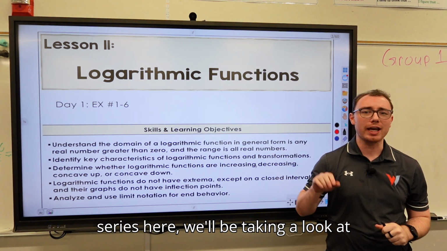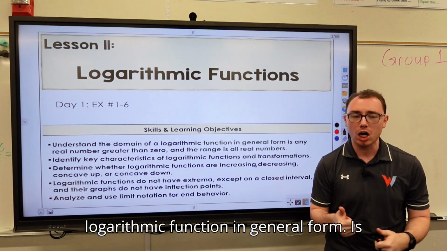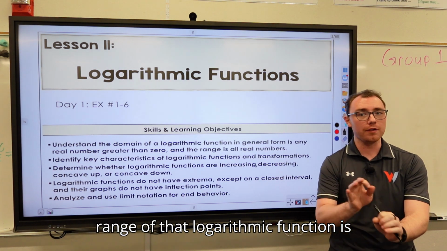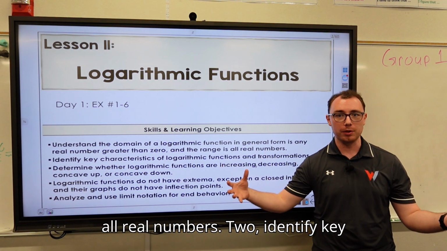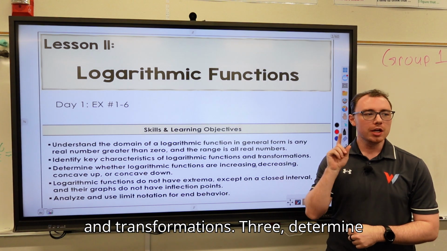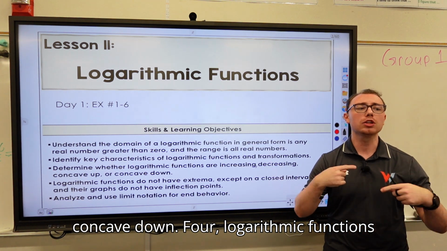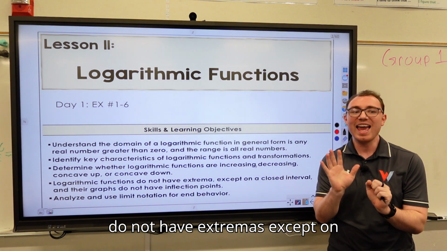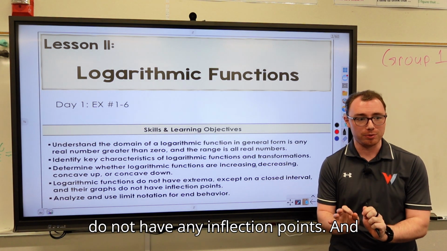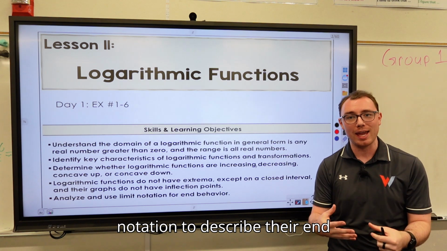For this series, we'll be taking a look at 5 different skills and learning objectives. First, we want to understand that the domain of a logarithmic function in general form is any real number greater than 0, and the range of that logarithmic function is all real numbers. 2, identify key characteristics of logarithmic functions and transformations. 3, determine whether logarithmic functions are increasing, decreasing, concave up, or concave down. 4, logarithmic functions do not have extrema except on closed intervals, and their graphs do not have any inflection points. And 5, we want to analyze and use limit notation to describe their end behavior.